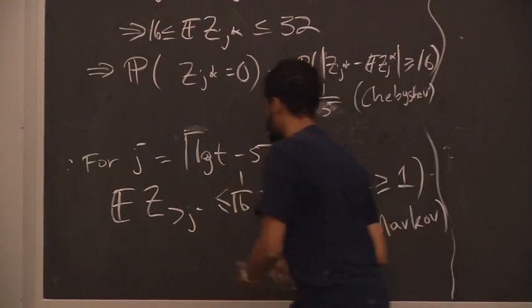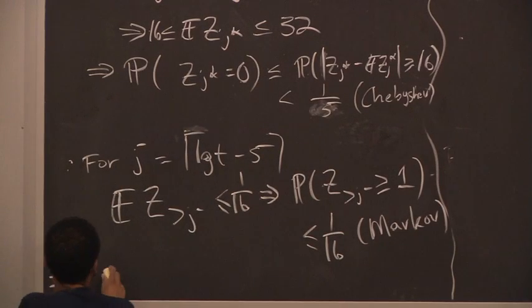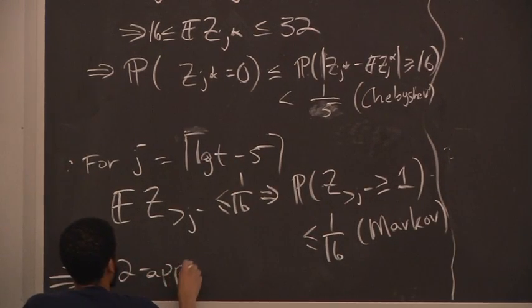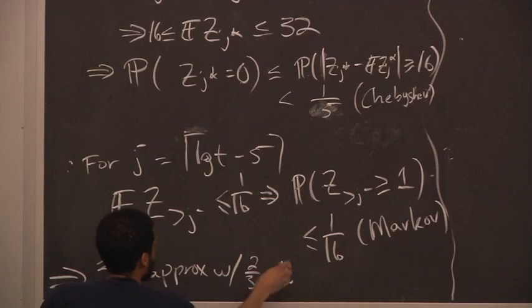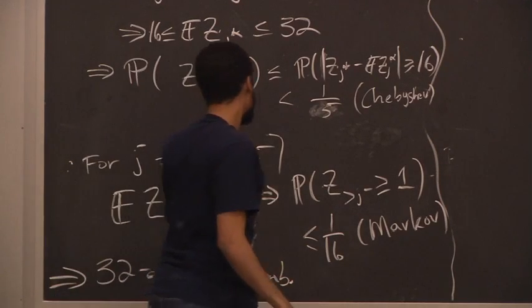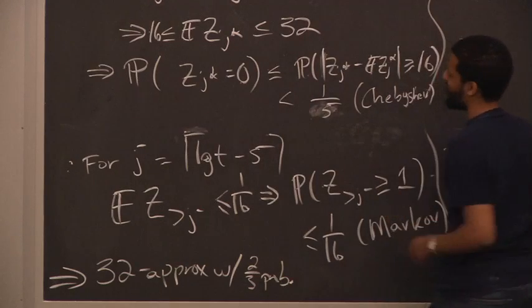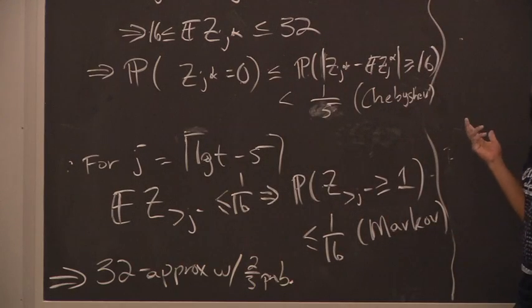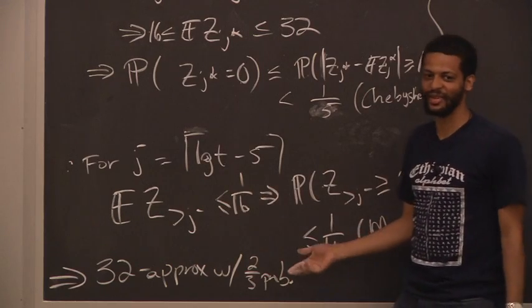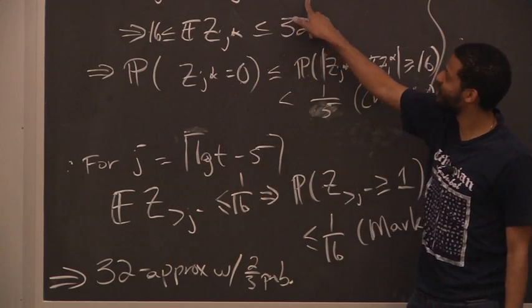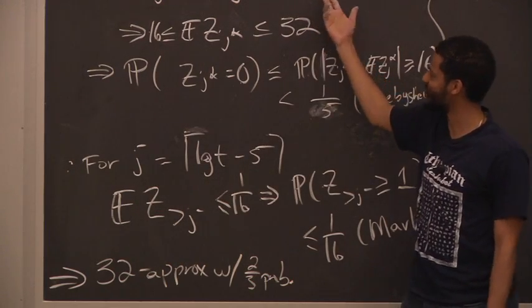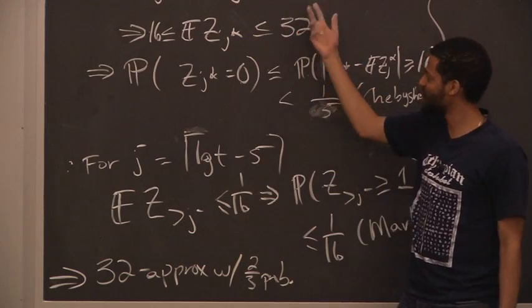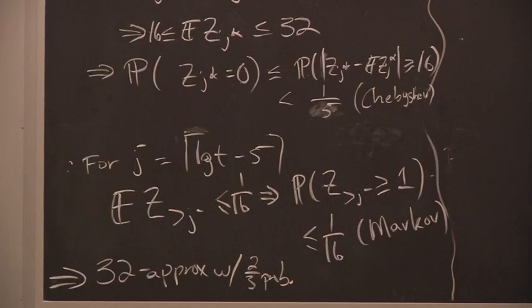So overall, let's say, 32 approximation with 2/3 probability. And when I write these numbers, 2/3, 5, etc., I'm just kind of praying that it gives me 2/3. Okay, so if it doesn't, you can just increase this number by another constant or something, right? These constants are not magic. You just pick them big enough so that you get the right failure probabilities.